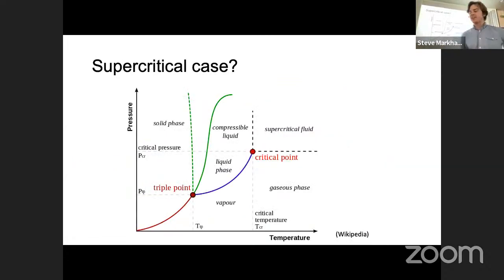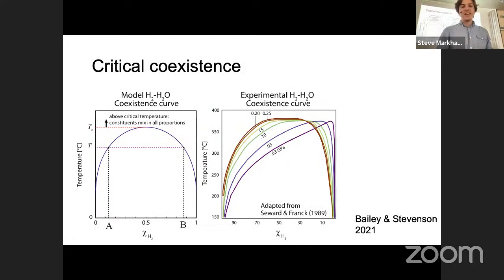So you can't use these same arguments, because when you're above the critical point, you can mix these condensing species and the gases in all proportions. Supercritical fluids will mix in all proportions. And so you need to look at more specific thermodynamics, and for that you require experiments. So these are some experiments for a hydrogen and water coexistence conducted in the 80s by Seward and Frank. And it gives you an idea for the behavior of how these types of systems evolve.